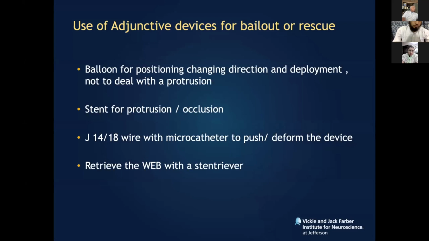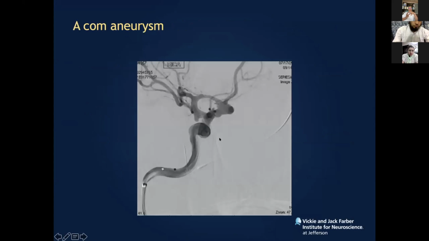Stent for protrusion and occlusion. Sometimes if you have protrusion into the parent vessel, and I'll show you some cases, placing a stent in the vessel may keep your vessel open. Jaying a 14 or a 16 or 18 wire and going with a microcatheter to push and deform the device at the site of the detachment can also deform the device and decrease the protrusion. And then at the end, retrieve the web. There were some papers showing how you can retrieve a web with a stent retriever.